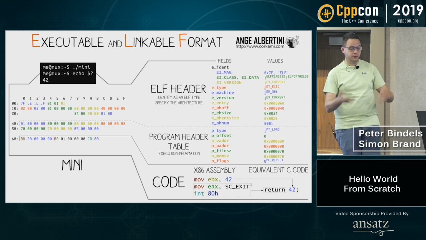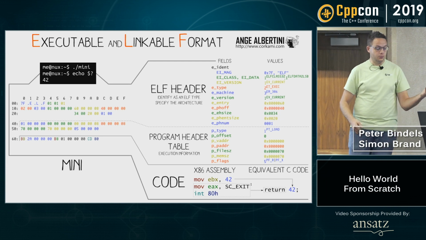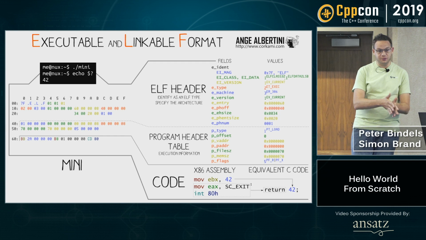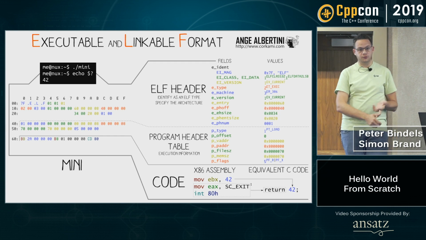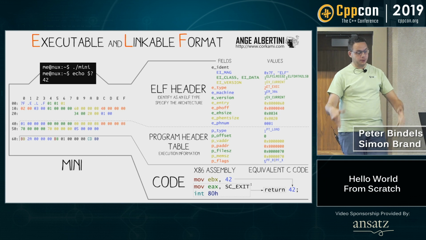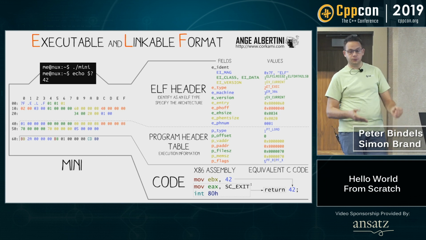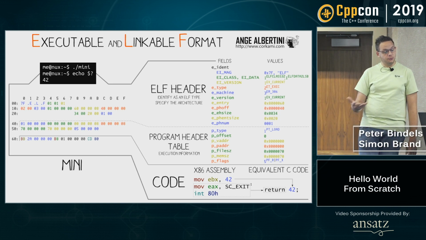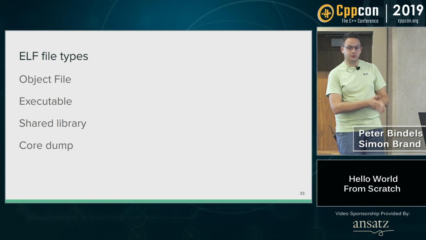An ELF file starts with just a header explaining what kind of ELF file it is, for what kind of CPU, what kind of environment it is, what kind of file it is. Is this an object file, a core file, an executable? And then it contains the rest of the parts of the file that are necessary for that kind of file. So in case of an executable, we have a program header, and then we have the code beneath it to run. And there are four kinds of ELF files.